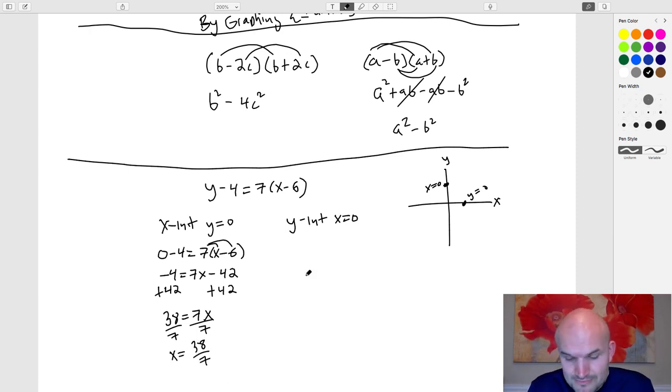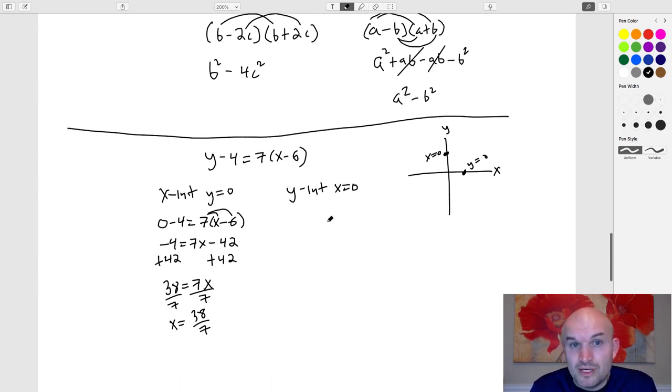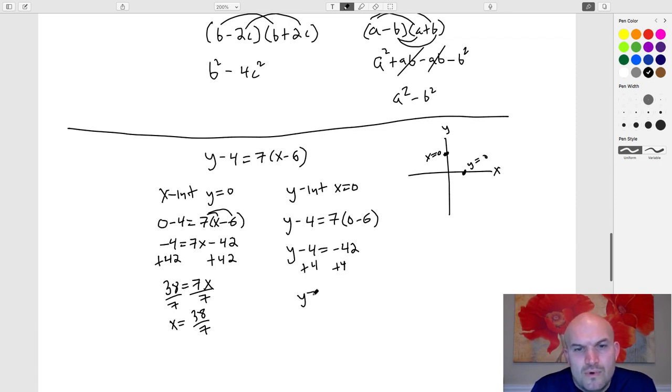And now for the next problem, do the exact same thing, but now we're going to plug 0 in for x. So we have y minus 4 is equal to 7 times 0 minus 6. Well, 0 minus 6 is negative 6, so I have y minus 4 equals negative 42. Add 4, y is equal to negative 38. So those are your two intercepts. So that is going to be your x-intercept, and that would be the y-intercept.